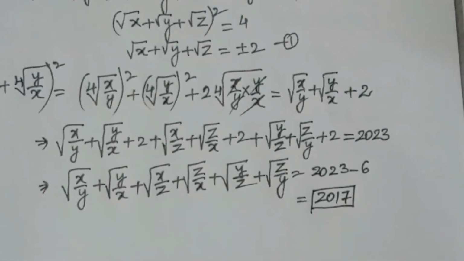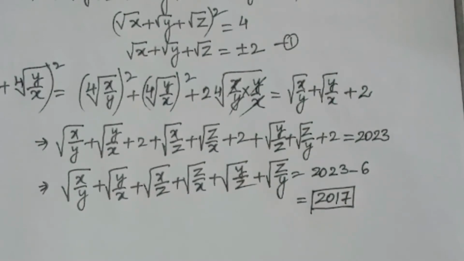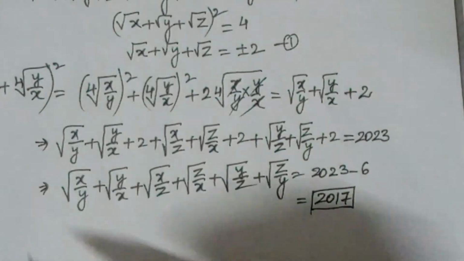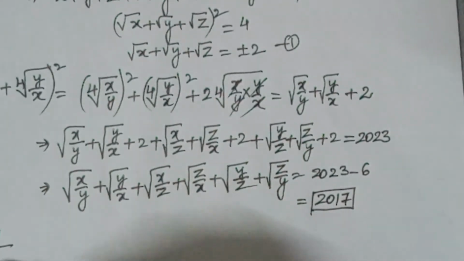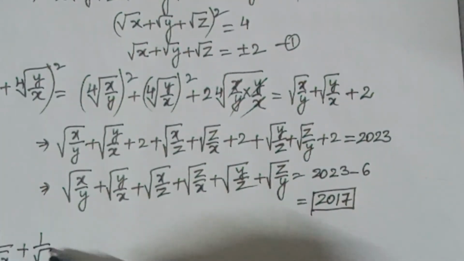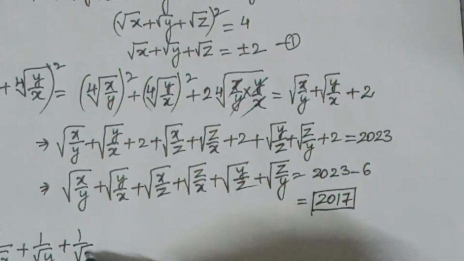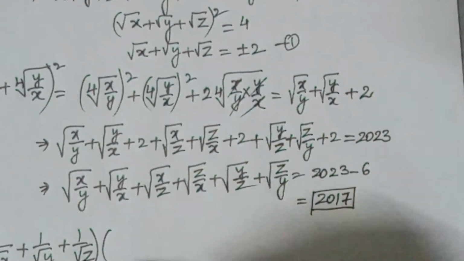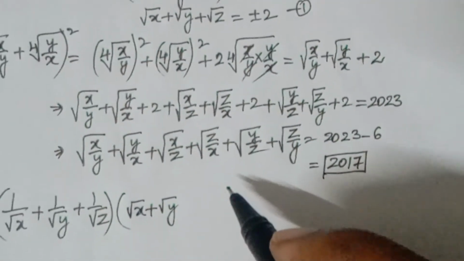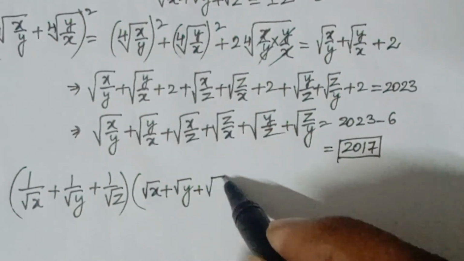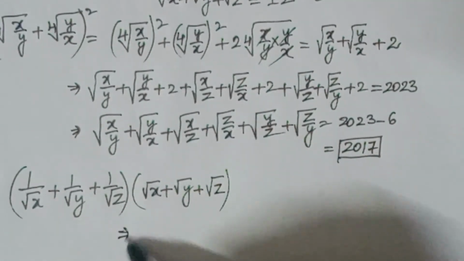So here he is asking to find the value of 1 by root x plus 1 by root y plus 1 by root z. So here you got root x, root y, root z value. So this is the twist in this problem. You have to find the value of 1 by root x plus 1 by root y plus 1 by root z. So this is multiplied with root x plus root y plus root z. Now we will get the product.